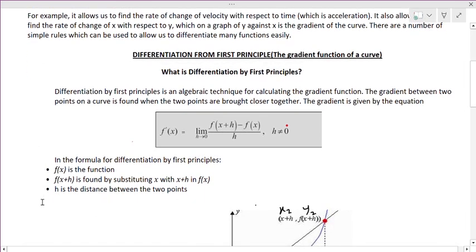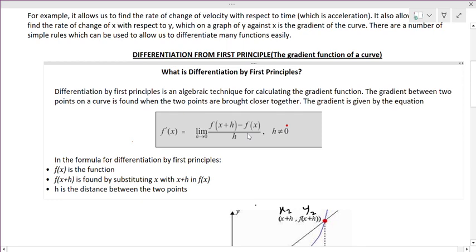Differentiation by first principle is an algebraic technique for calculating the gradient function. The gradient between 2 points on a curve is found when the 2 points are brought closer together. So the gradient is given by this equation: f prime of x is equal to the limit as h approaches 0 of f of x plus h minus f of x, all over h, where h is not equal to 0.